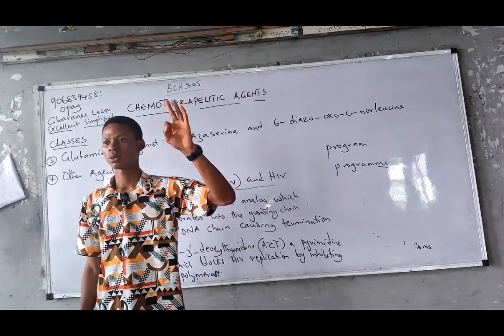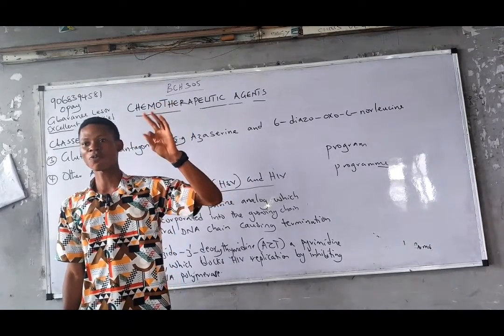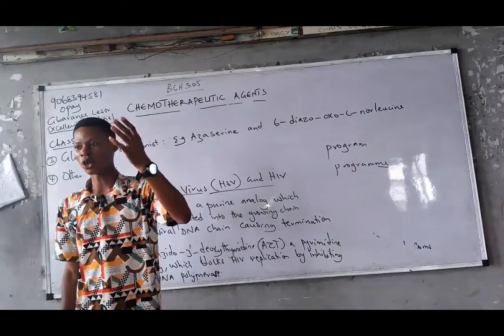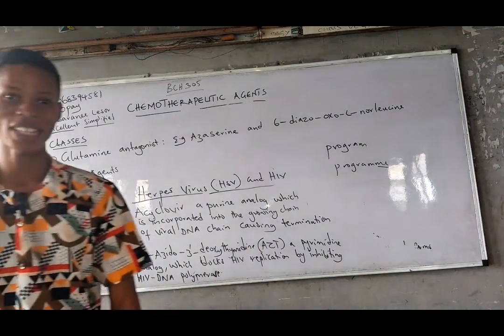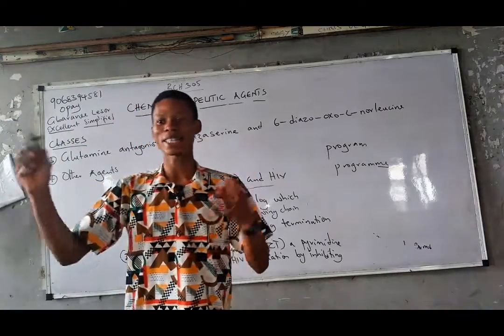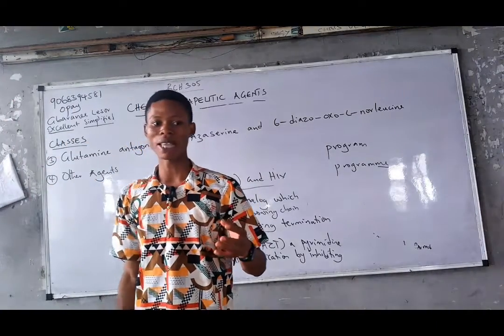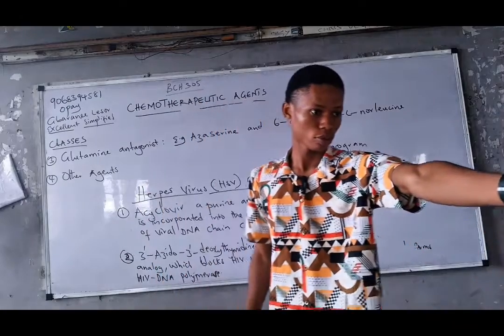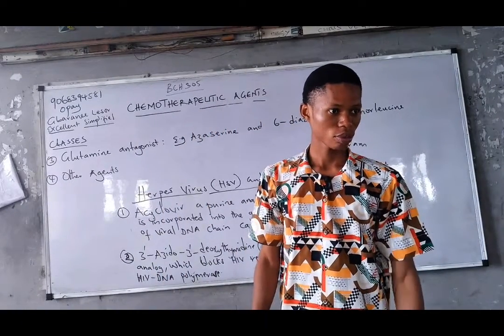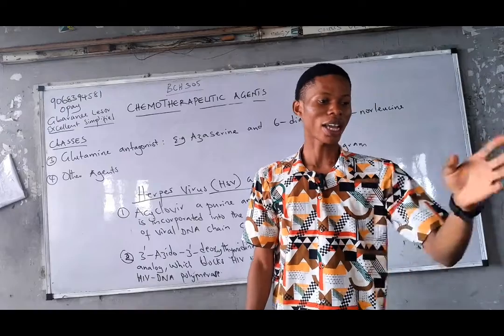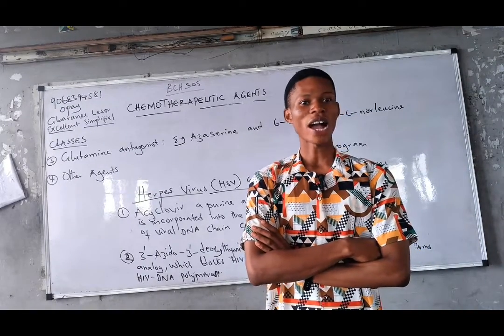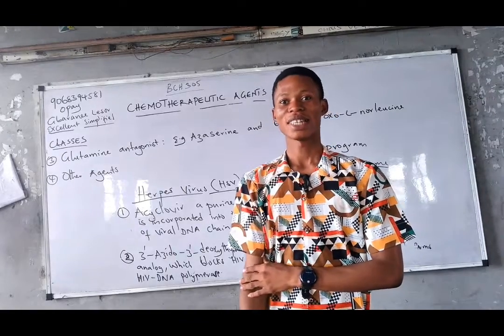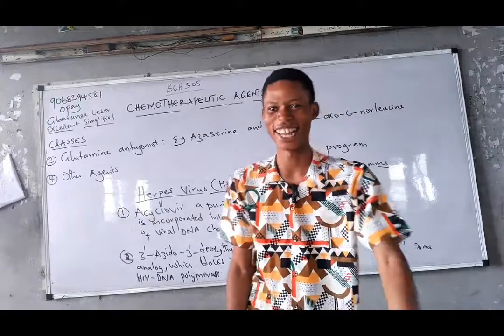The first class of chemotherapeutic agent, number 1, we said is what? Antimetabolites. Number 2, antifolates. Example of antifolates is what? Methotrexate, right? Good. An example of antimetabolites is what? 5-fluorouracil, right?